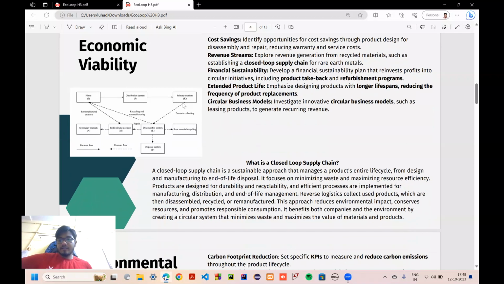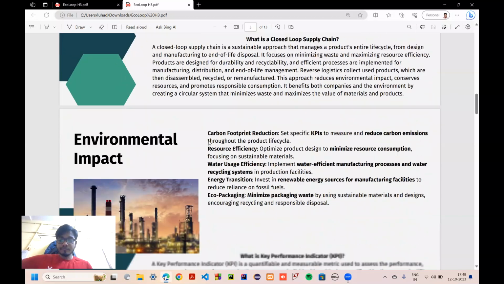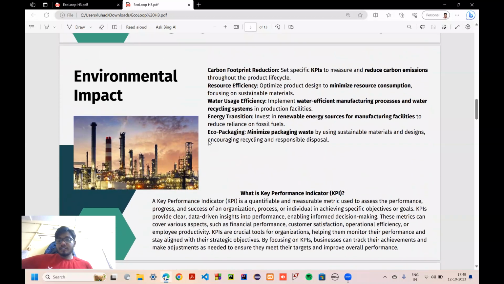In this economic viability point, there comes a concept of closed loop supply chain. A closed loop supply chain is a sustainable approach that manages a product's entire life cycle from design and manufacturing to end of life disposal. It focuses on minimizing waste and maximizing resource efficiency. In this way, we are basically recycling a product that is used and reusing it again after a particular cycle.